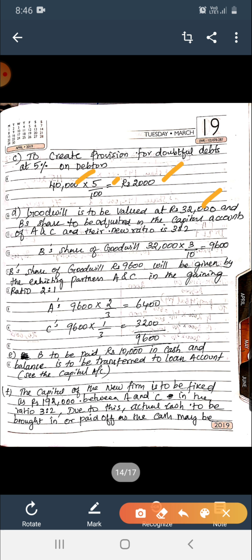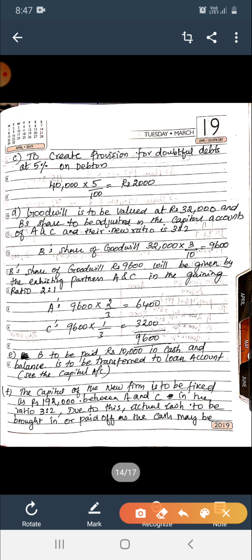Goodwill is to be valued at 32,000, and B's share is to be adjusted. B's share of goodwill is 32,000 into 3/10, that is 9,600. Actually, it is said to be adjusted in the new profit sharing ratio, but it will actually be adjusted in the gaining ratio. Since 9,600 is B's share, this amount will be paid by A and C in the gaining ratio. So 9,600 into 2/3 is 6,400, and 9,600 into 1/3 is 3,200. So this is regarding the goodwill.